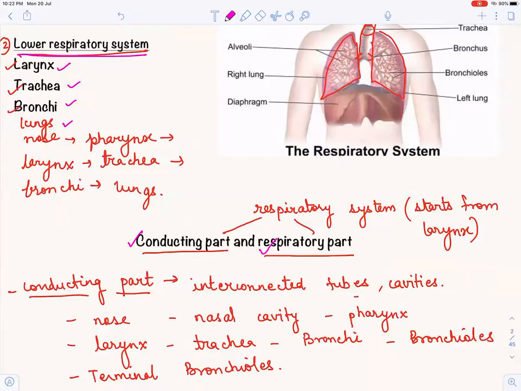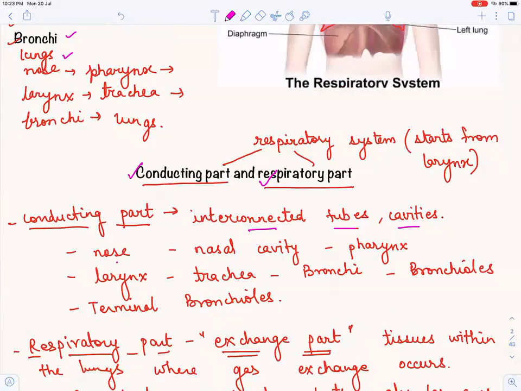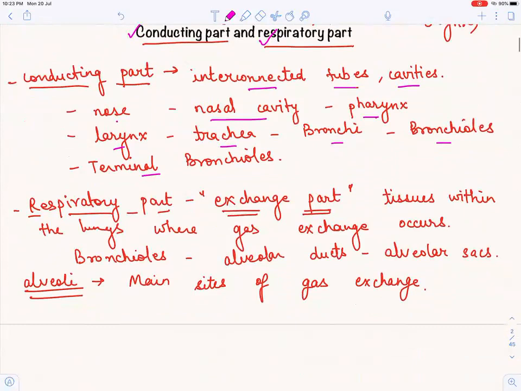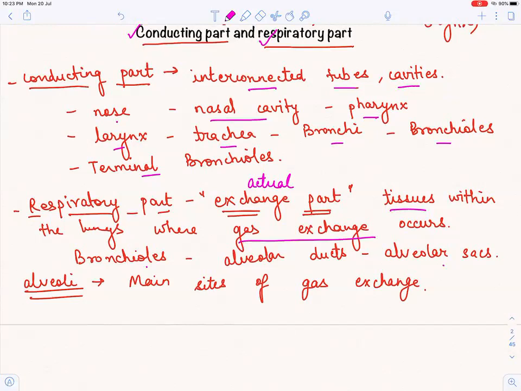What is a conducting part? It is interconnected tubes or cavities like nose, nasal cavity, pharynx, larynx, trachea, bronchi, bronchioles, terminal bronchioles. These are just conducting parts. The respiratory part is the actual exchange part, where respiration is taking place. These are the tissues within the lungs where gas exchange occurs: bronchioles, alveolar ducts, alveolar sacs. What are alveoli? Alveoli are the main sites of gas exchange. I hope this much is clear.